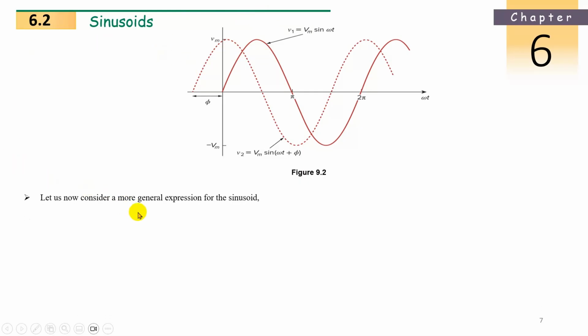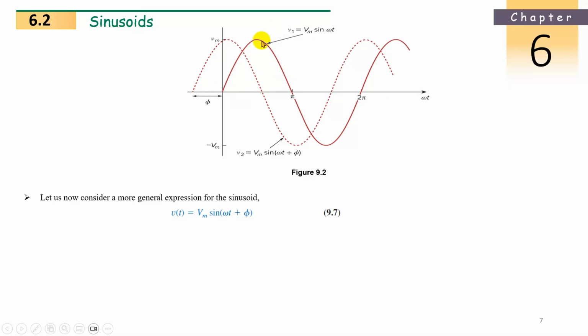Let us now consider a more general expression for the sinusoid. V of t is Vm sin omega t plus phi. If phi is 0, it means there is no difference, so it becomes V1, Vm sin omega t. If there is a difference and the waveform is starting afterwards, say starting from here, then it is minus phi, meaning lagging. Then if it starts first, it is plus phi, and it is leading.